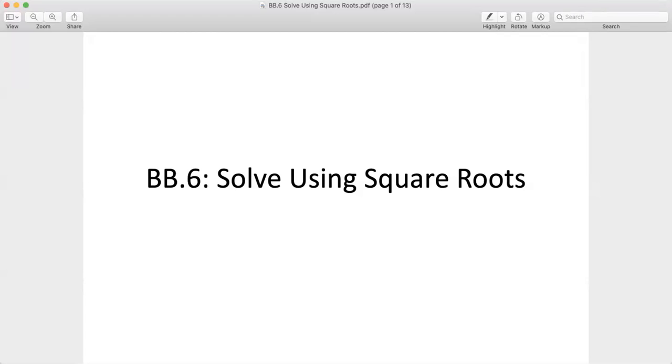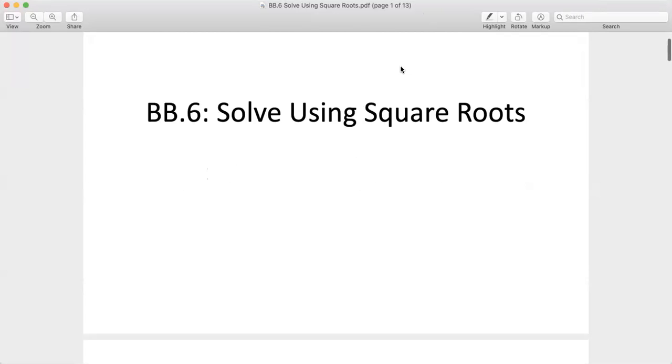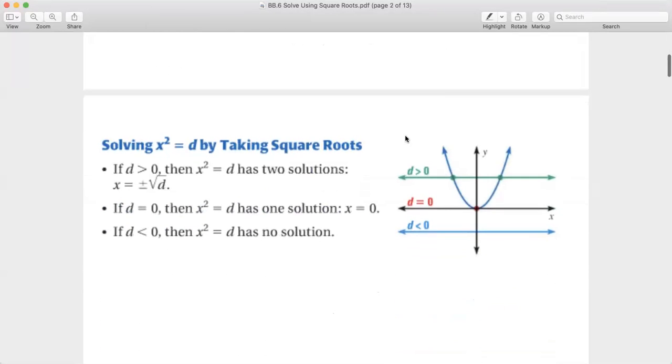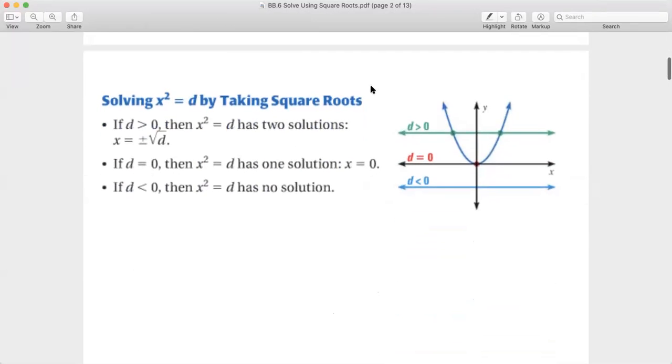Hi guys. We are going to talk about BB.6, which is solve using square roots. So when you hear that, I hope you're like, solve what? Well, let me scroll down. We are still working with parabolas. These three lines are the x-axis just moved, and I'm going to draw it again separately. We're not going to be graphing, but we're going to be finding what we call the x-intercepts.